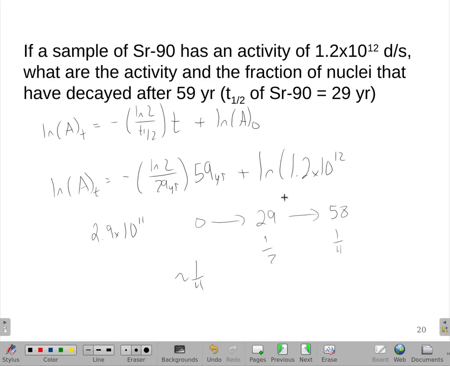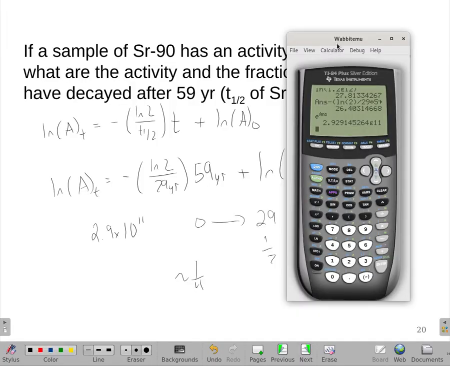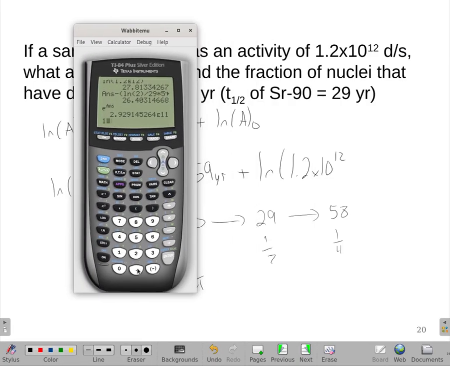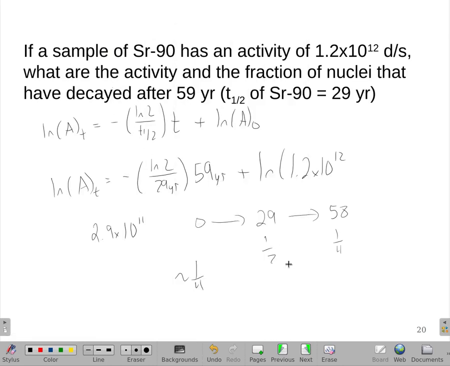And technically, if we use that same type of logic, I could have started with that 1.2 times 10 to the 12th and just multiplied by the 1/4. And you notice how we get almost the exact answer? That's really because we are dealing with fractions, but the fractions are based on the half-lives.